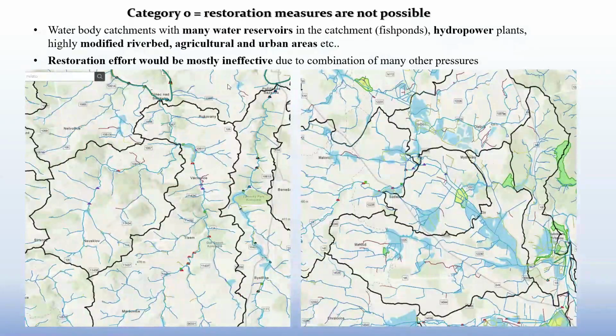And the last category: these are water body catchments, water bodies or rivers where restoration effort would be mostly ineffective due to a combination of many other factors. These are rivers and water bodies with many water reservoirs in the catchment, fish ponds, hydropower plants, highly modified riverbeds, and they are in agricultural and urban areas. So simply, these are rivers where any restoration measure is not really effective. Simply said, we can't save these rivers anymore.